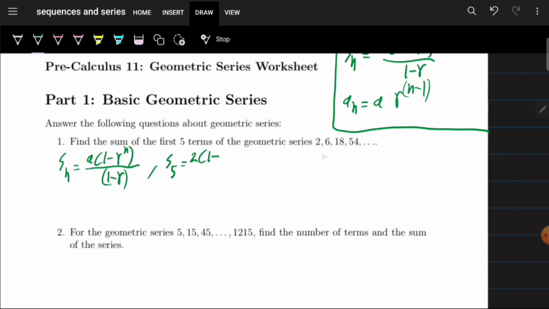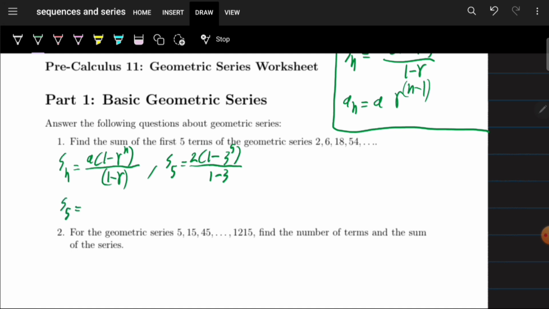What's the common ratio here? The common ratio is 3. All of these are being multiplied by 3 to get to the next term. 3 to the power of n. N is 5 because we want to find the sum up to the 5th term, and we'll do 1 minus 3 here. Okay, so this is all that we have to do.